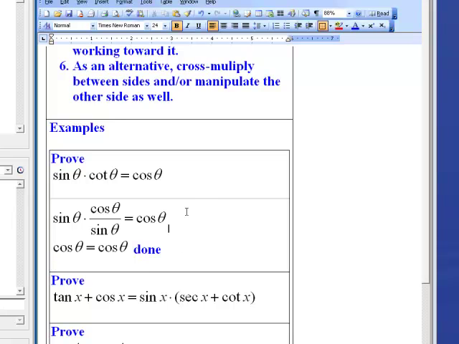Okay, at this point we're done, and here I may want to point out, of course, I used a ratio identity.